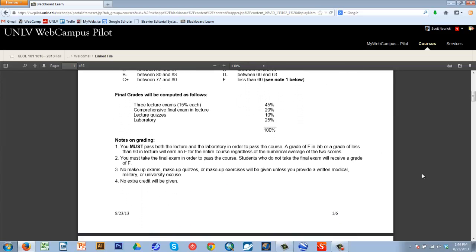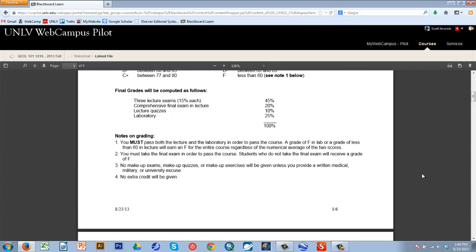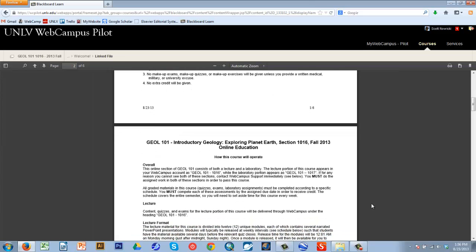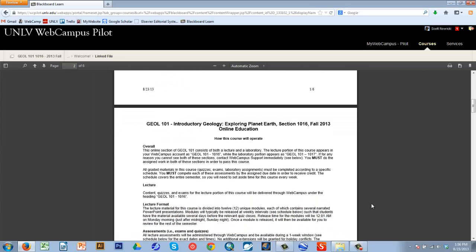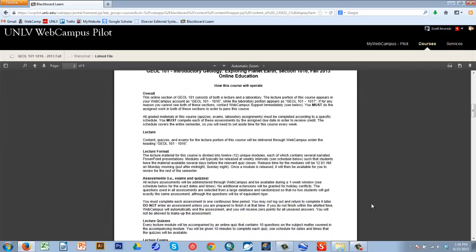There are a couple of rules that we must follow. First of all, you have to pass both lecture and laboratory in order to pass the course. If you fail one or the other, you cannot get credit for just the lab, or you can't get credit just for the lecture. So you have to get at least a 60 in lecture, and the same thing for lab. You have to take the final in order to pass the course. No makeup exams, quizzes, or exercises are given without proper excuses, so this runs just like a normal course that is offered on campus.